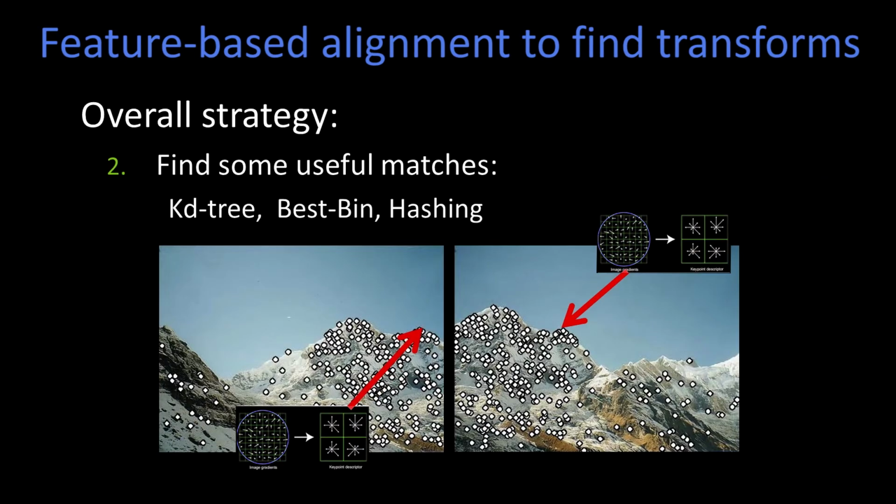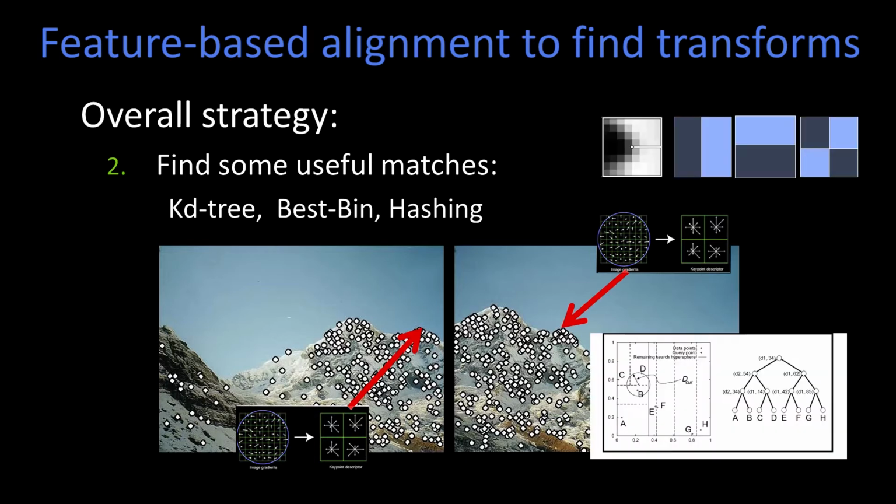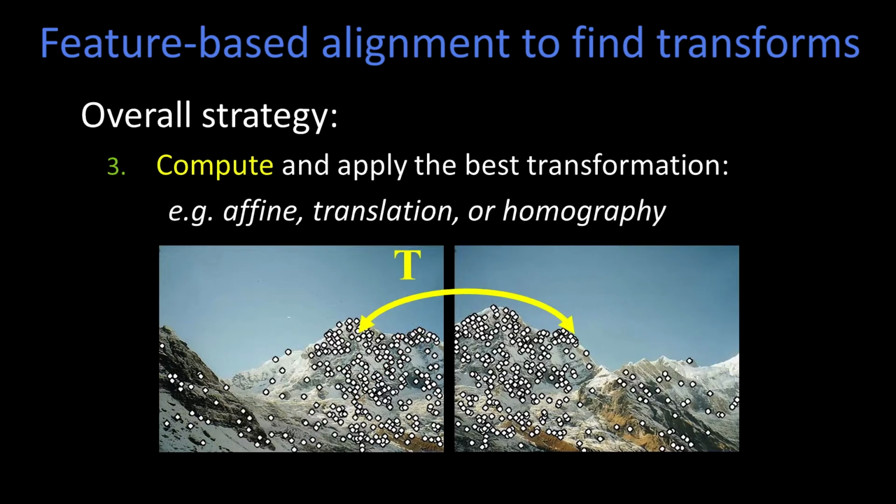Second, we know how to find some plausible, or what we're soon going to call putative matches. We talked about doing the variation on KD trees, the best bin hashing methods, basically ways of saying, well, which features are likely to match which other features. I might make some mistakes, but at least they get me some reasonable matches.